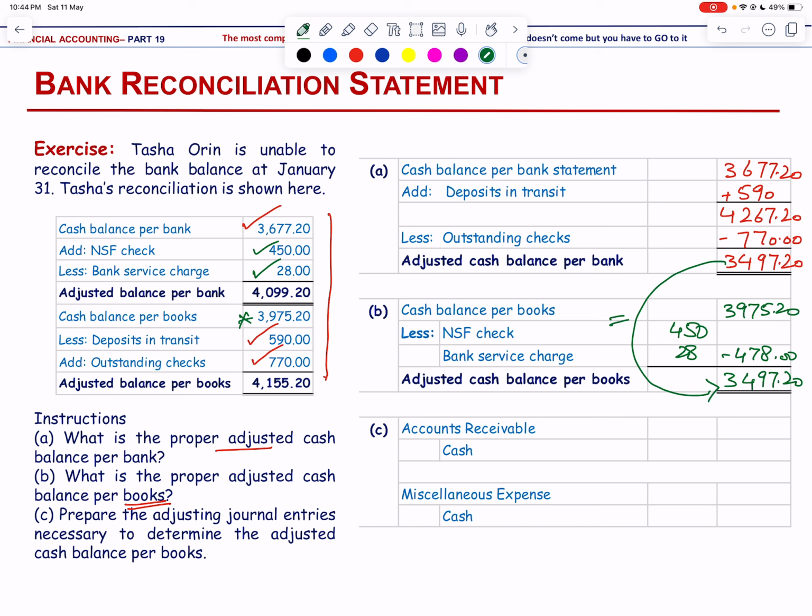Then prepare the adjusting journal entries necessary to determine the adjusted cash balance per book. So obviously accounts receivable will be debited by 450 and cash will be credited by 450, and then there is a miscellaneous expense of 28 and cash will be credited by 28.